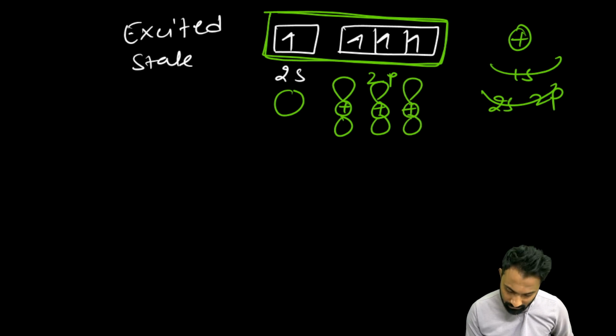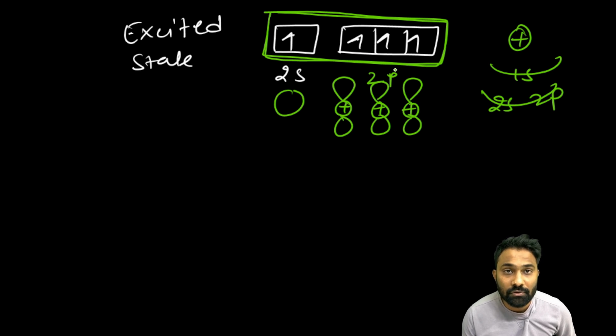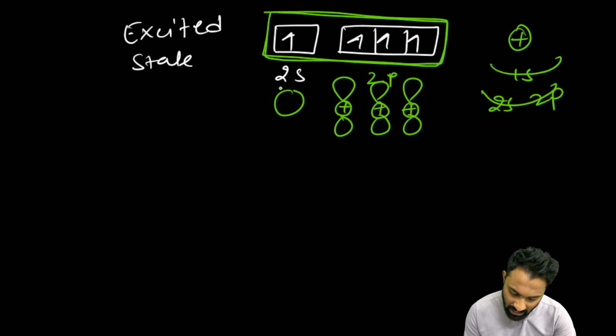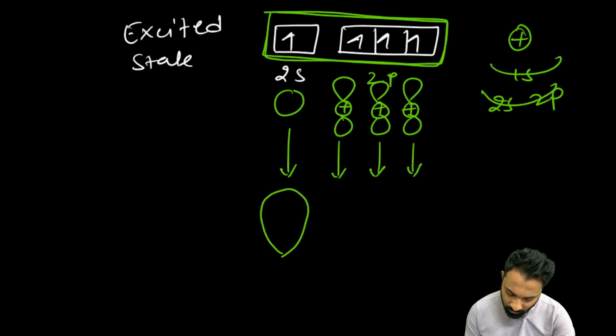What will happen? The 3, one s orbital and the 3 p orbitals intermix to give a new hybridized orbital. So this all will intermix to give one new type of hybridized orbital. Now the hybridized orbital representation will be in this manner. One lobe will be higher and the other lobe will be smaller.